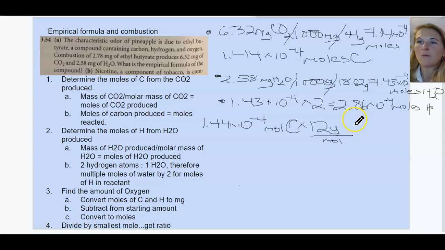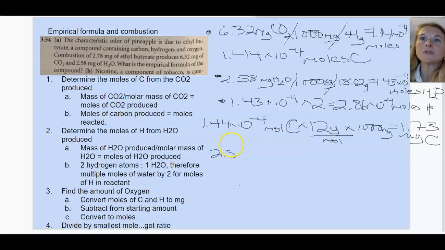We want to keep it in milligrams. So we do need to multiply by 1,000 because we want it to be in milligrams and it's in grams. I'm showing you to make sure that you do it the right way. So we're going to multiply our moles by our molar mass and then by 1,000 because we want it to be in milligrams, and we end up with 1.73 milligrams of carbon. Let's do the same thing with hydrogen.